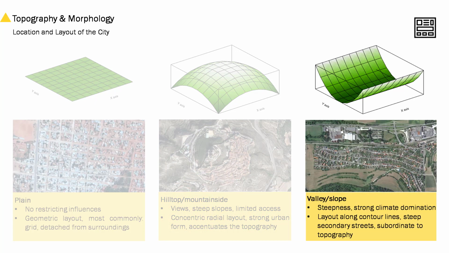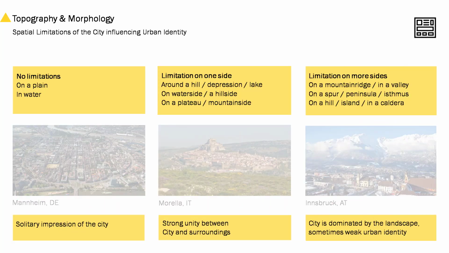If the city is located in a valley or along a slope, the streets are oriented along the contour lines of the slope, with only few steep secondary streets. Microclimate and topography dominate these kinds of cities. We already saw from this overview that cities are often limited topographically.